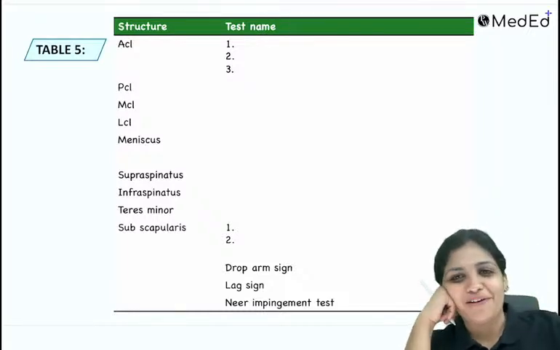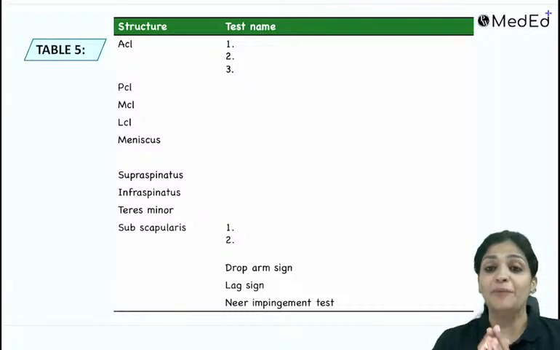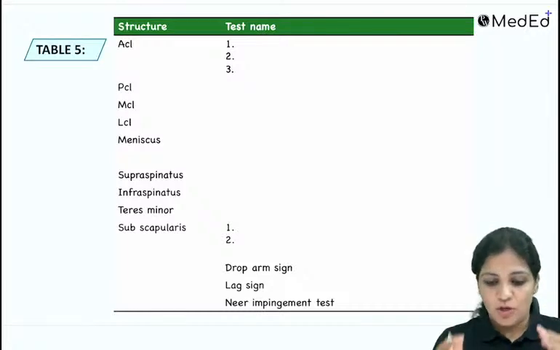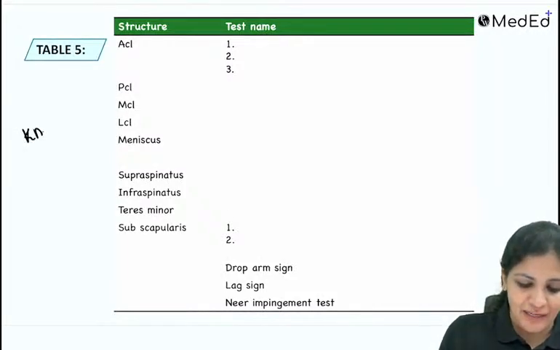Okay, now next what we are going to learn is this. This is very, very important. Now get back. This is really important because these test names, they will definitely ask you. So there are two important areas. One is knee. The second one is shoulder.